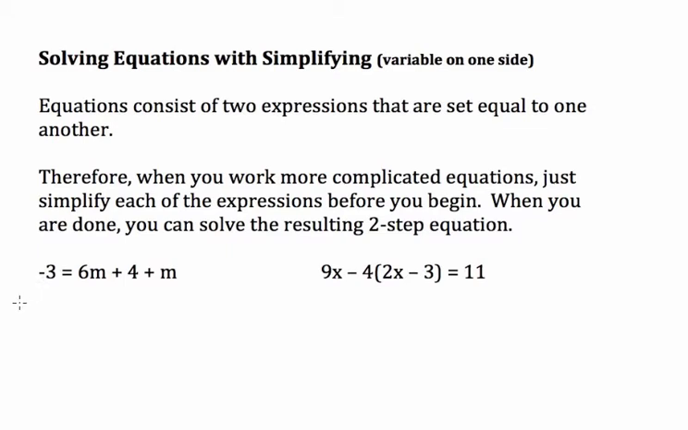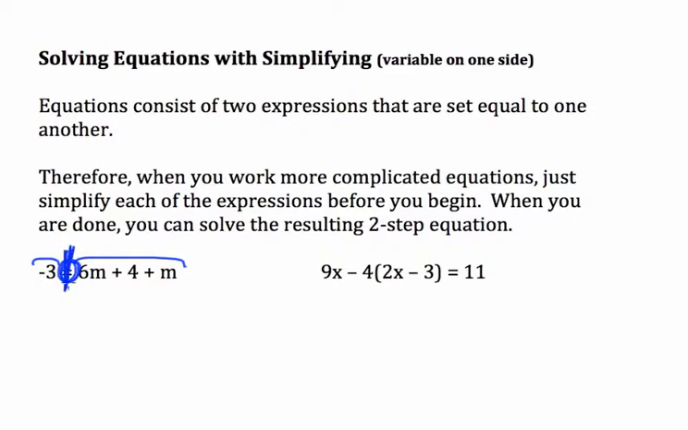Now we'll talk about solving equations where we have to use some simplifying. There will only be variables on one side. Equations consist of two expressions that are set equal to one another. So, like in this one, there's one expression here, the -3, and one expression here, the 6m plus 4 plus m. They're separated by this equal sign. That's the divider. So I have two expressions.